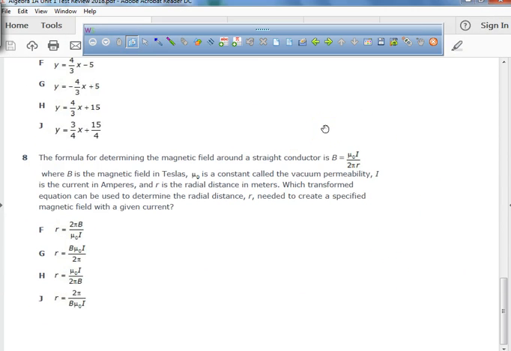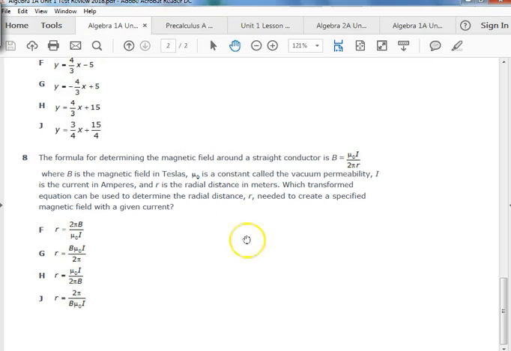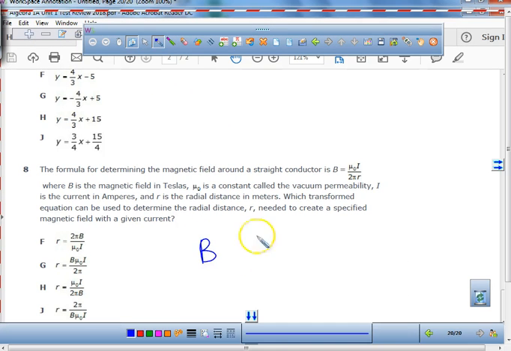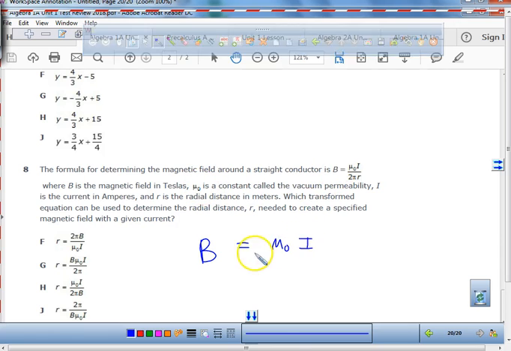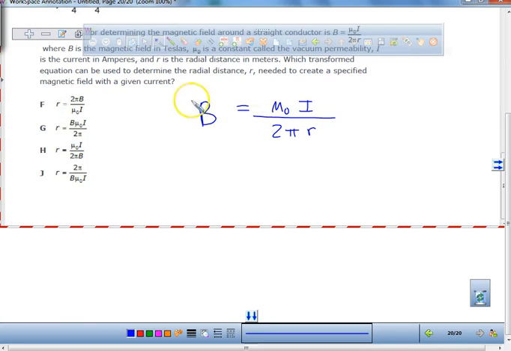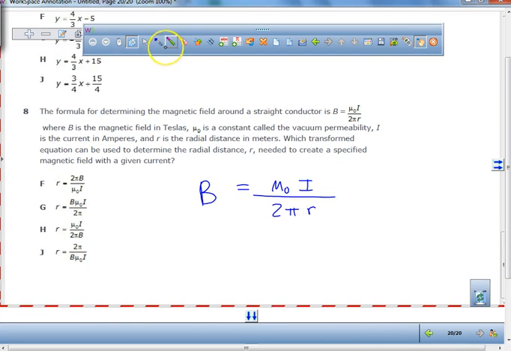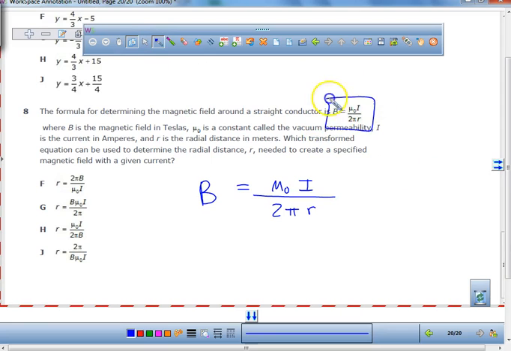Alright, right now, if everybody would please, I'm going to be doing one more problem, and it's going to be problem number 8. Everybody, here we go. This will be your final one. We did number 7 already. B equals this mu with a little subset O times I over 2 times pi times R. This is a formula, okay? It's a formula for determining the magnetic field around a straight conductor. That's this formula.